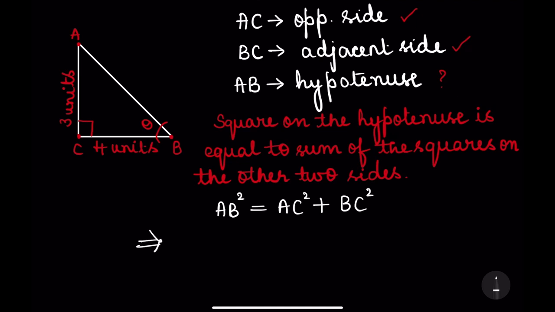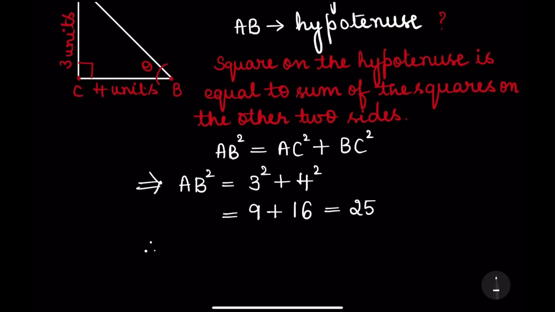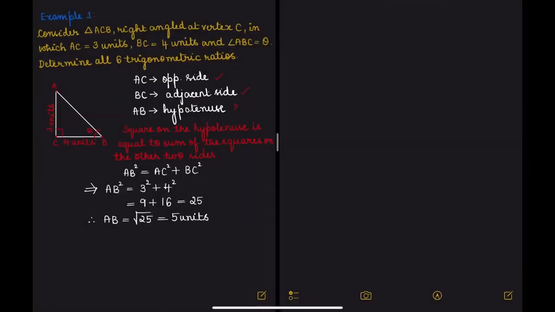This implies AB square is equal to 3 square plus 4 square. 3 square is nothing but 3 into 3, that is 9, and 4 square is nothing but 4 into 4, that is 16. So 9 plus 16 is equal to 25. Therefore, AB is square root of 25, that is equal to 5 units. Now we can easily find all the six trigonometric ratios using their definitions.